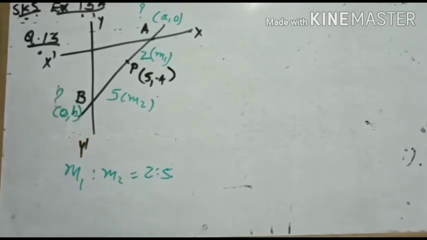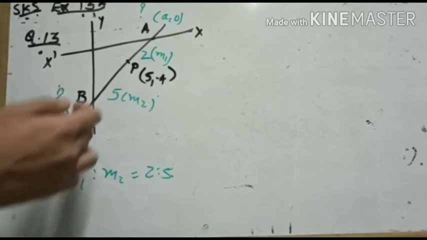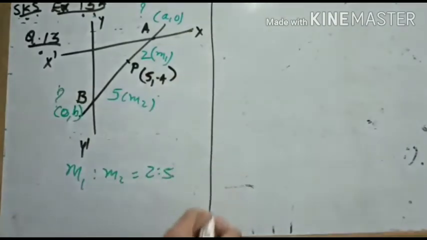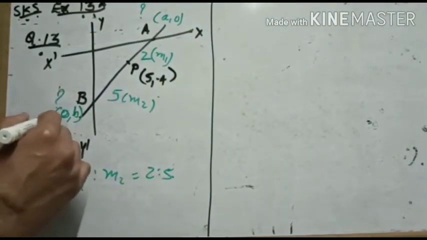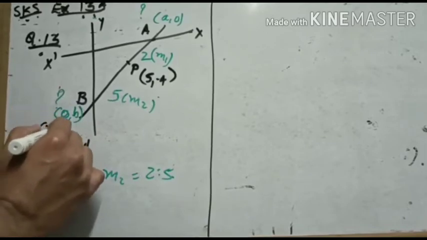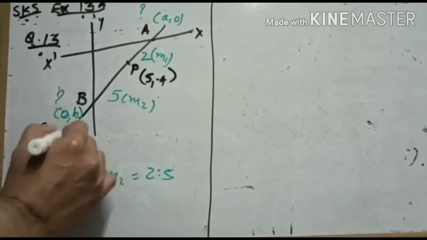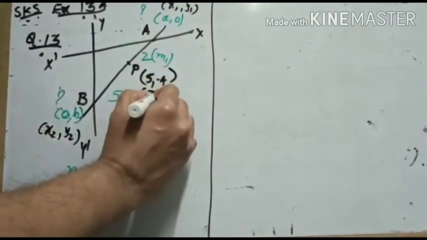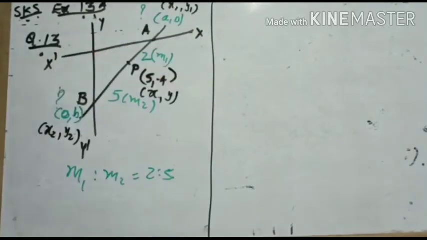Small b I have taken as coordinates. Now using the section formula, very easily you can find the value of A as well as B, right? Let us try to understand how we can find it out. We have M1 : M2 as 2 is to 5. This will act as x2, y2. This will act as x1, y1. This will act as x, y. If you remember the formula, these will be the terminologies used.